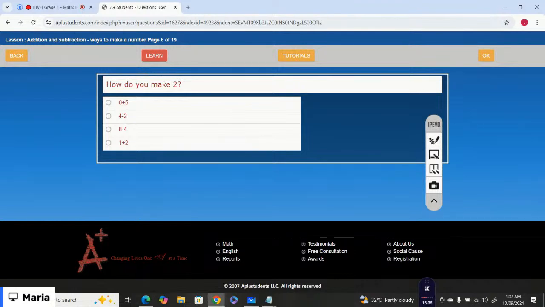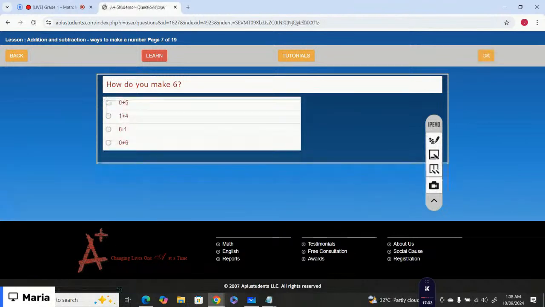How do you make 2? So which is the correct option? The correct option is 4 take away 2. Option number 2 is the correct option. That's the only option that makes 2. Very good.